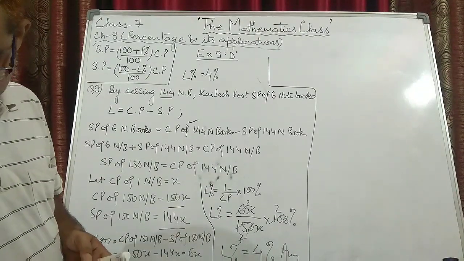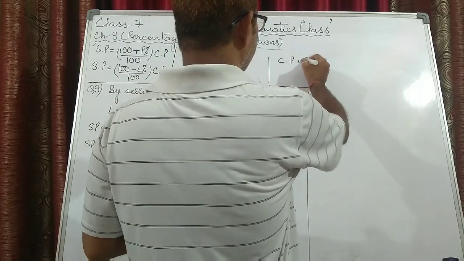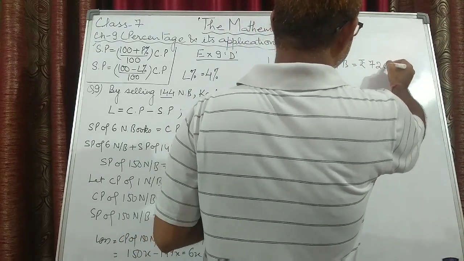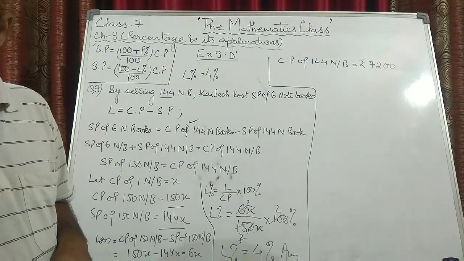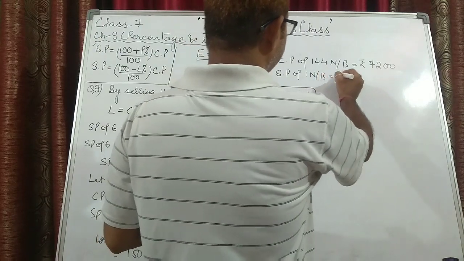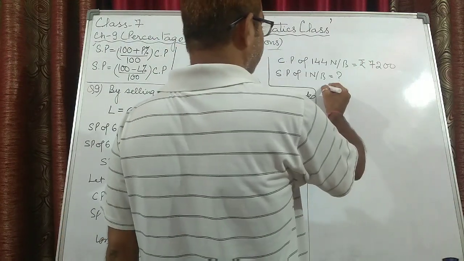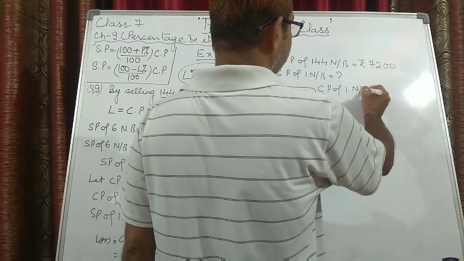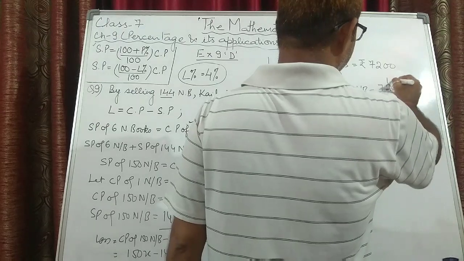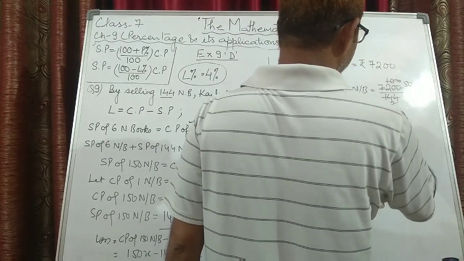Now in the second part they say, had he purchased them for rupees 7,200, means cost price of 144 notebooks, you have to find what would have been the selling price of one notebook. It means you have to find the selling price of one notebook when loss is already given as 4%. So cost of 144 notebooks is 7,200. So cost price of one notebook will be rupees 7,200 divided by 144. 7,200 times is 7,200 and 2 times is 144. 2 5s are 50. So cost price of one notebook is rupees 50.